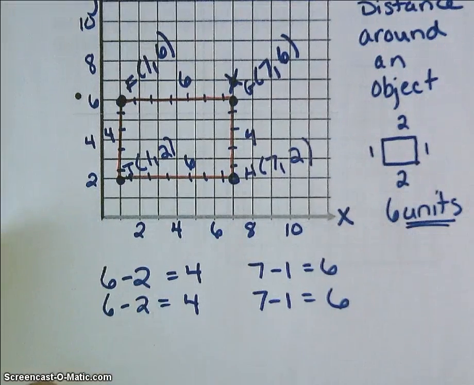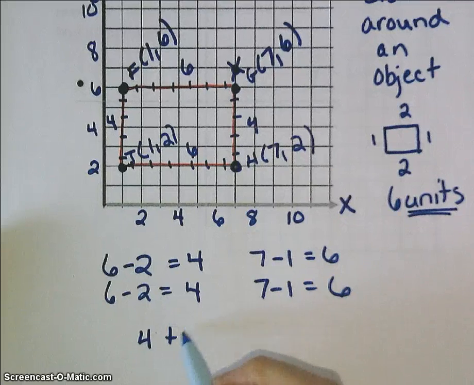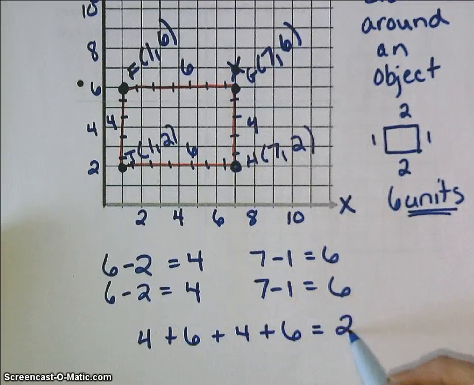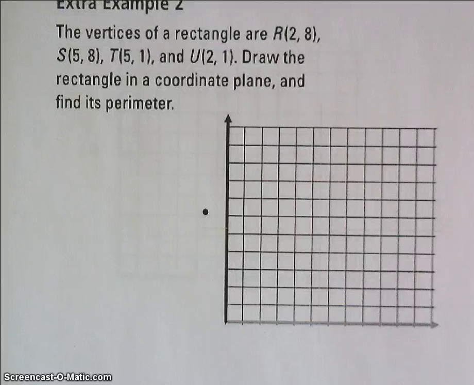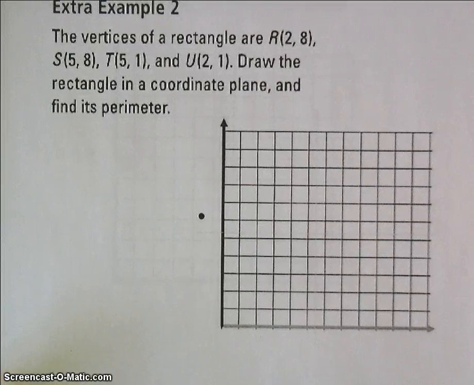All I have to do is add all of those up. So 4 plus 6 plus 4 plus 6 will give me 20 units. And remember, we don't want to square those. Okay, let's look at the next example. It's the same type of example as the last one, but let's get a little bit better at it.